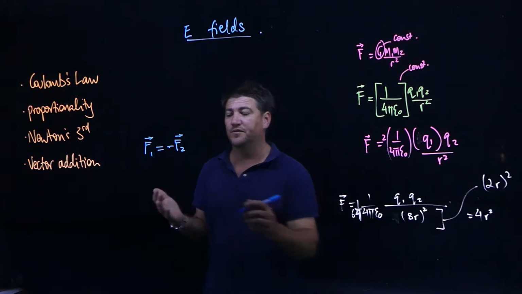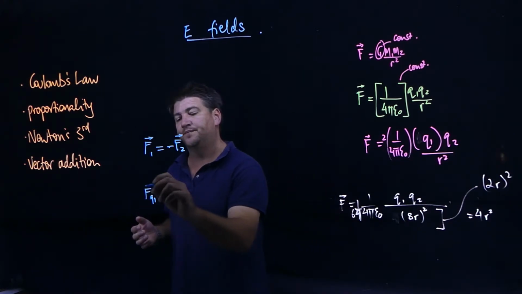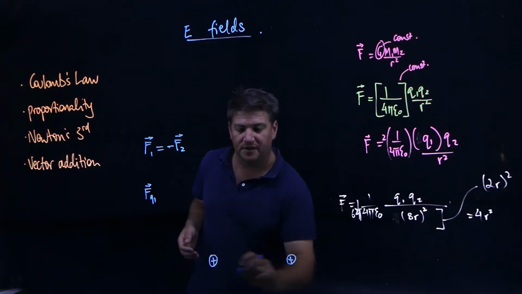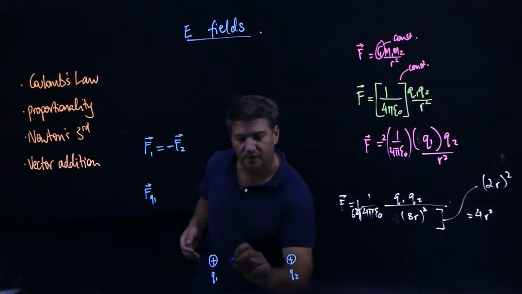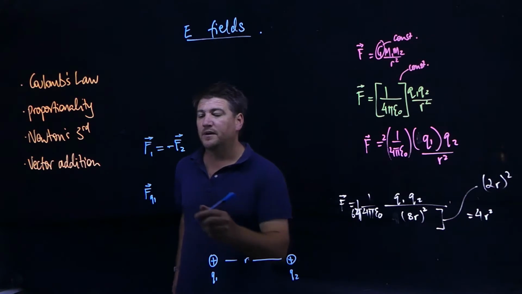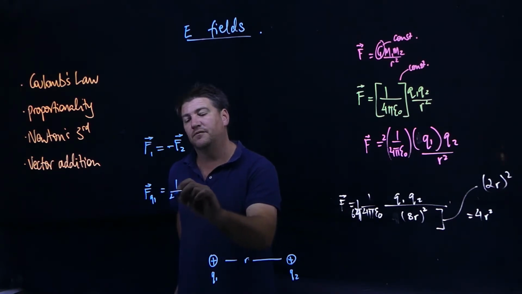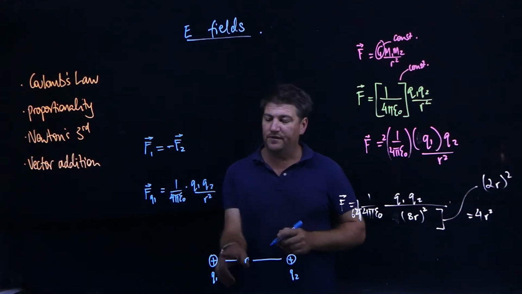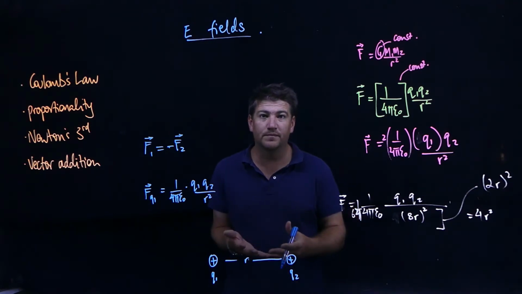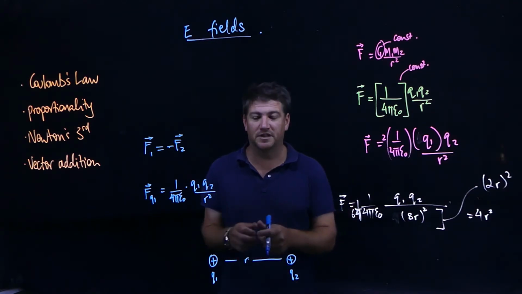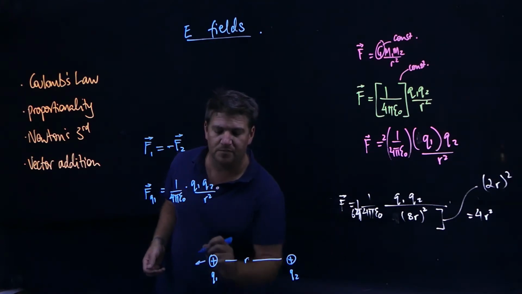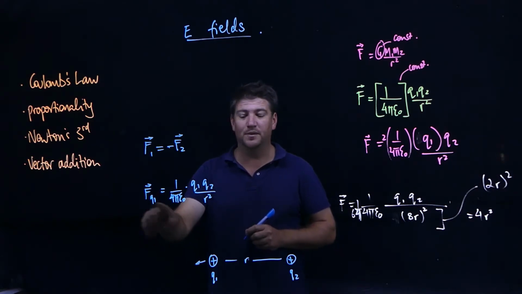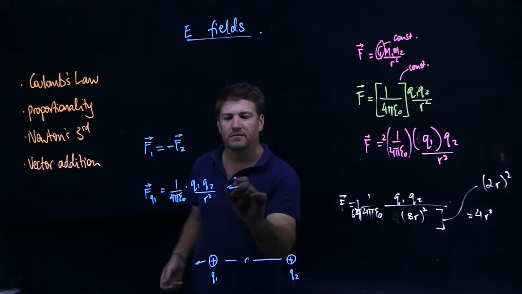Now, if we look at the force on Q1, let's say we've got a positive charge here and a positive charge here. That's Q1, that's Q2, and they are r meters apart. The force on Q1 is going to be 1 on 4 pi epsilon naught Q1 Q2 on r squared. These are the same sign charge, so they're going to repel each other. So this is going to be a repulsive force that way. From the perspective of charge Q1, it's got a force left.